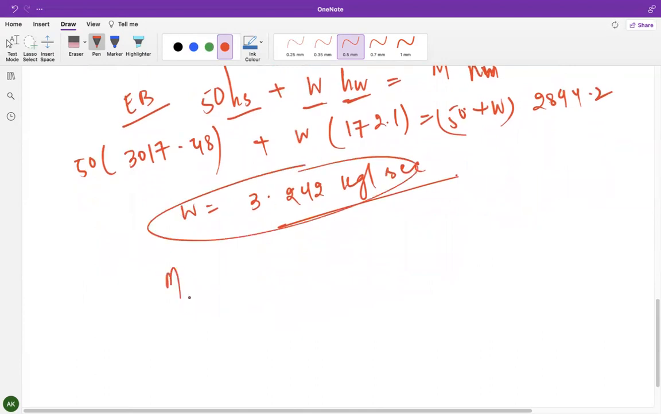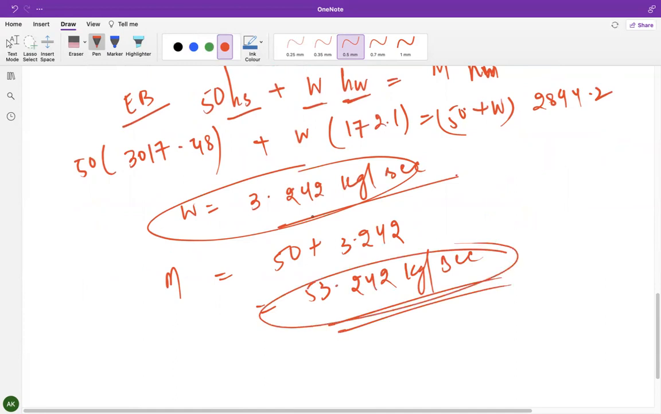Now, if you also want to find out the flow rate of mixture, it is 50 plus 3.242, which is 53.242 kilojoules per second. So this is your flow rate of mixture. This is your flow rate of water. So this is the answer to your question. So it is an easy question, but a bit tricky as well.